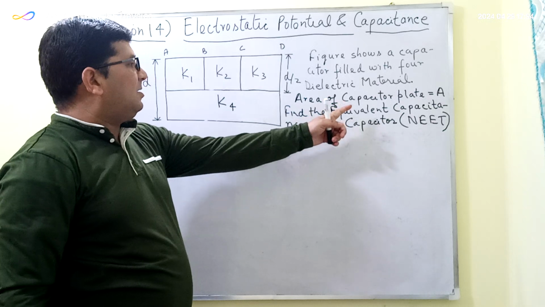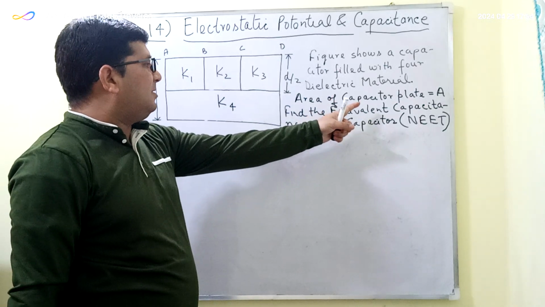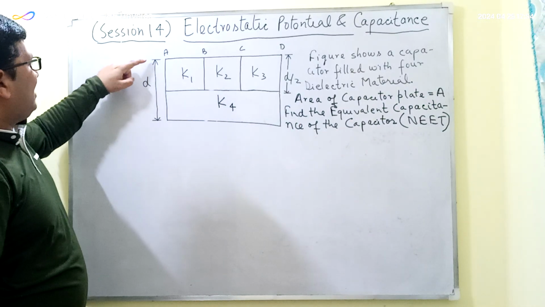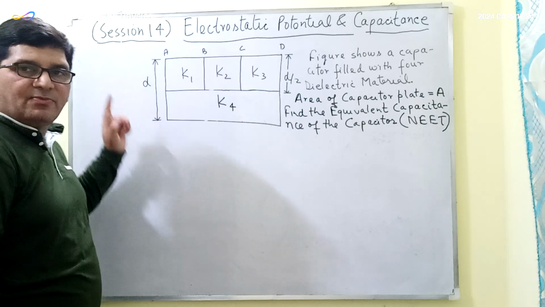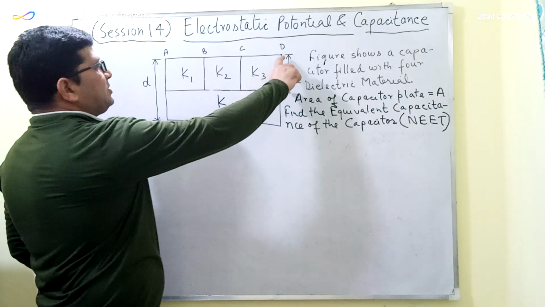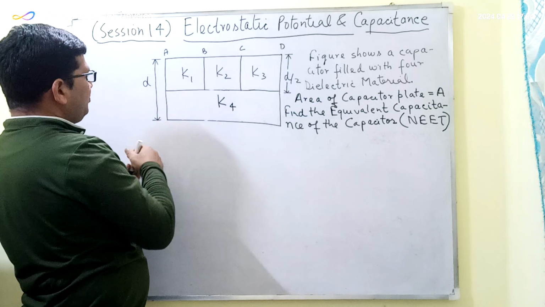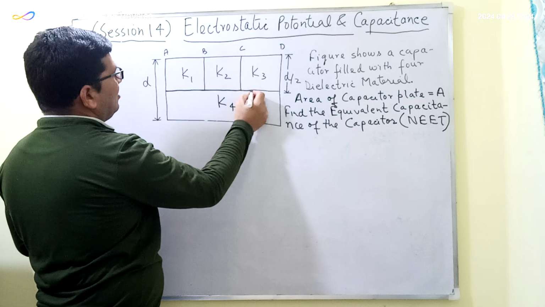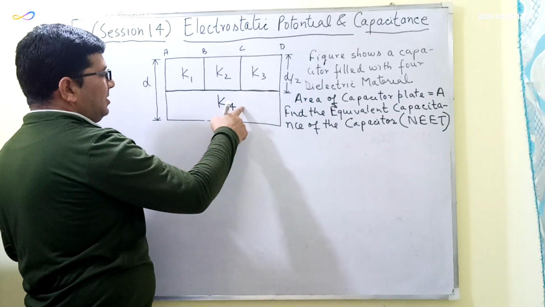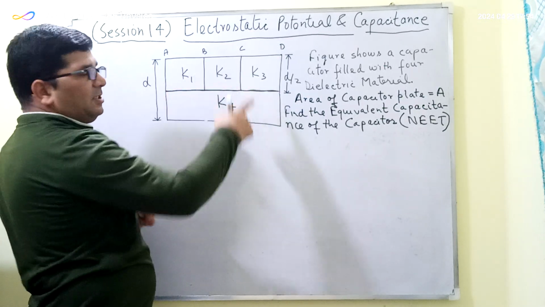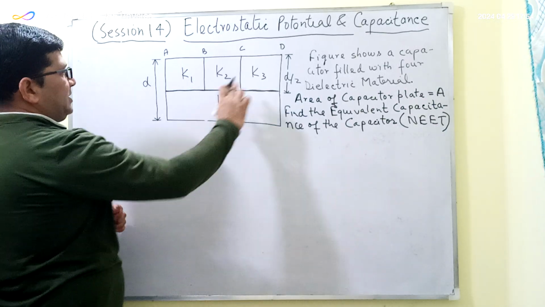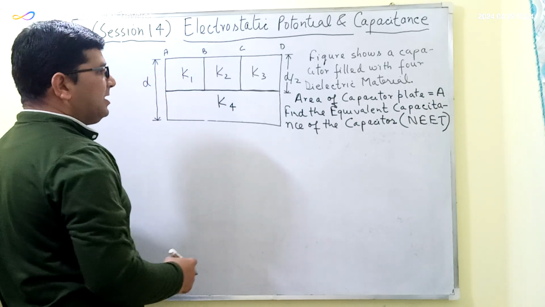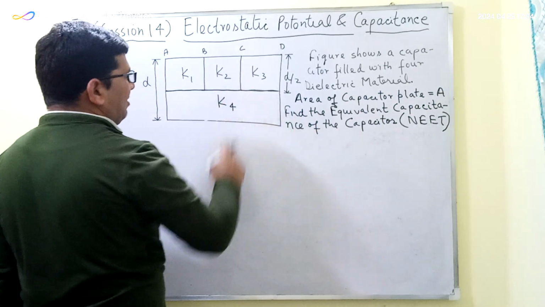The area of cross section of this capacitor plate is A, and the separation between the two plates of the capacitor is given as D, and this distance is given as D by 2. That is, this is the partition which is separating this dielectric having the dielectric constant of K4 from these 3 materials. So this distance is D by 2, and you can see the separation between the plates is D. So we have to find the equivalent capacitance of this capacitor.